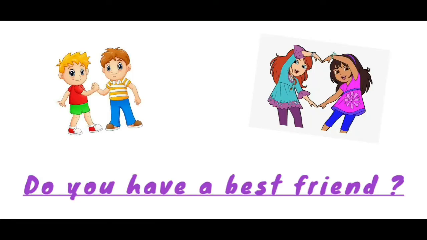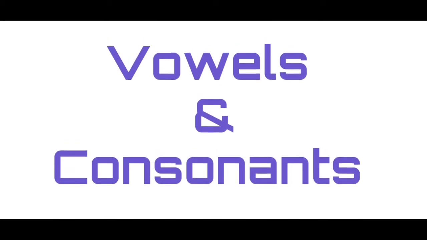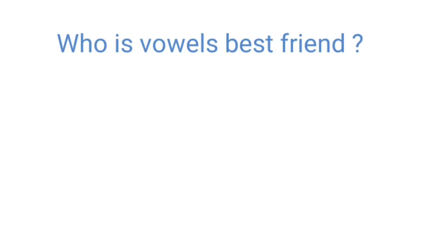Children, do you have a best friend? Yes, you do have a best friend, right? Yes, like you have a best friend, vowels and consonants also have a best friend. Do you know children, who is vowels' best friend? An is vowels' best friend. Therefore, an is used before the first letter word of any vowel sound. Alright?